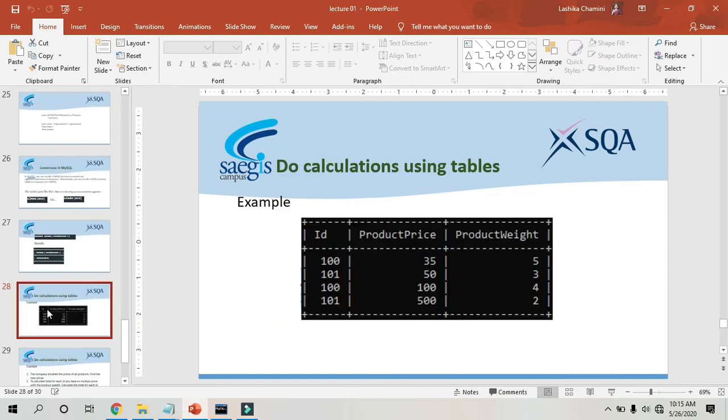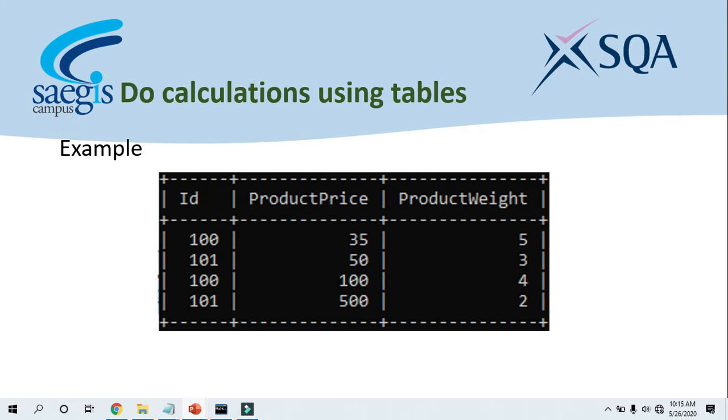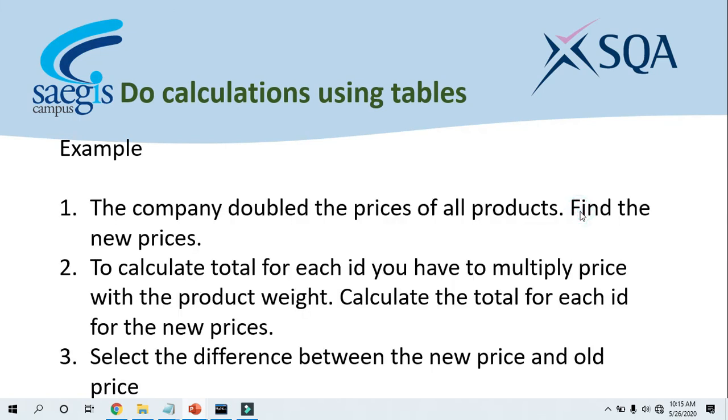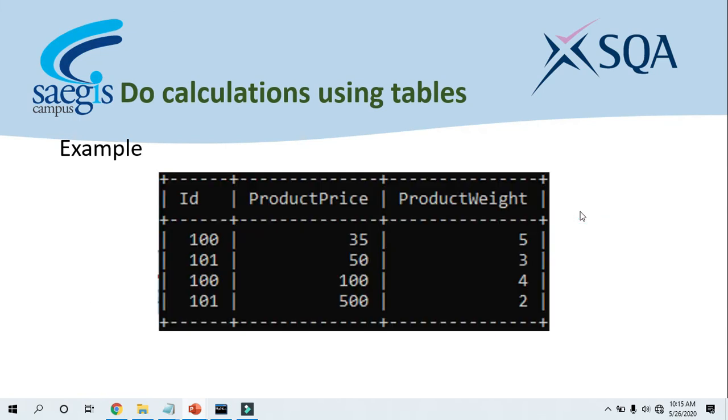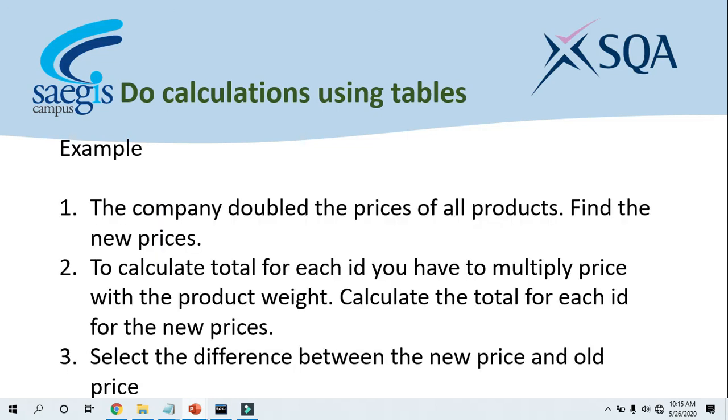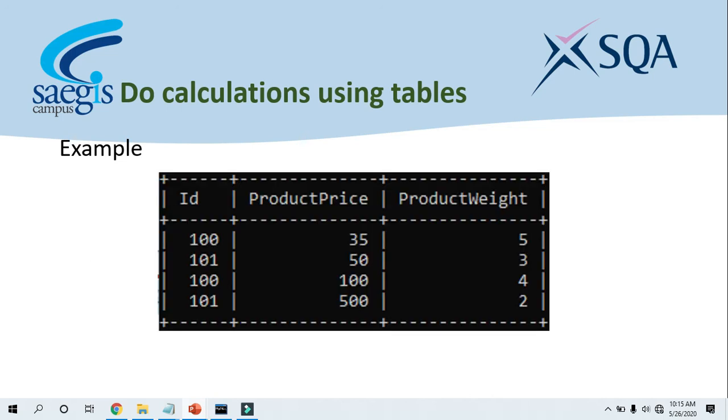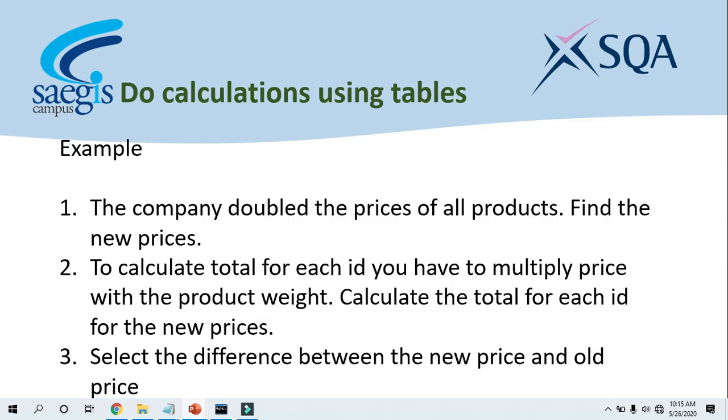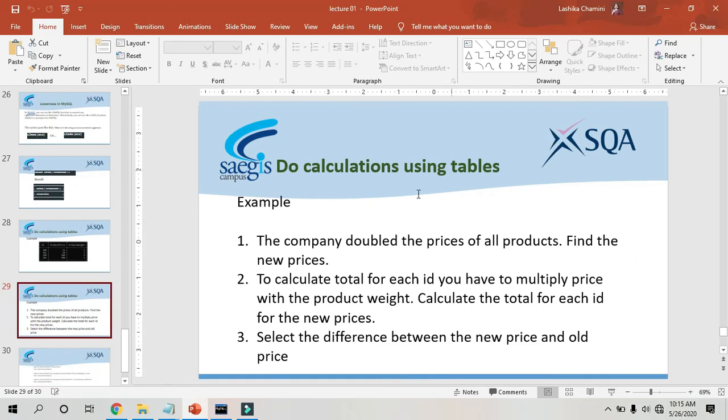Next we will see how to do calculations using tables. As an example, take this table. Using this table, I need to do some calculations. The first thing I need to do is double the prices of all products and find the new prices. What is the product price? Here you can see it in this column. Now I need to double this price. We'll see how we can do this.